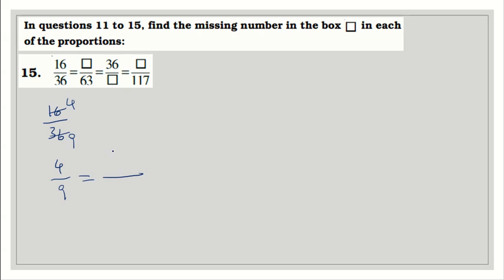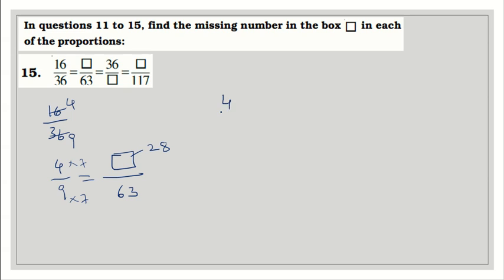Now 4 upon 9 is equal to a missing number upon 63. Now 9 is becoming 63. That means when 9 is multiplied by 7, it becomes 63. So 7 fours. Whatever is multiplying the denominator should multiply the numerator also to have a proportional fraction. So this missing number is supposed to be 28.